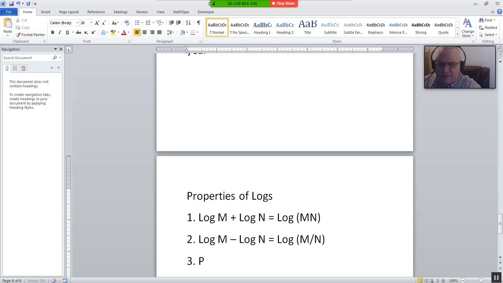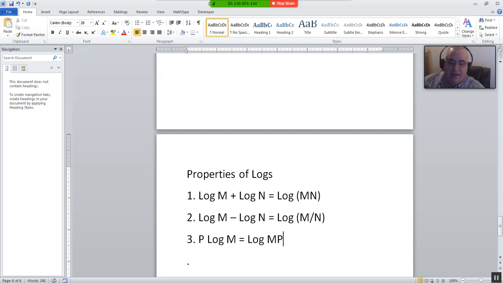If you have a number in front of your log, then you can take that number and put it as your power. Now, strictly speaking, it does not have to be a number. You can even have a variable out in front of your log. Typically, you see numbers. Variables have an extra problem where you have to consider some answers that aren't possible.